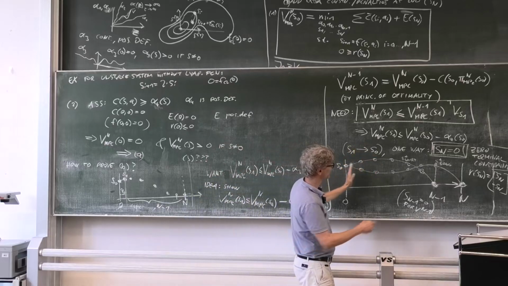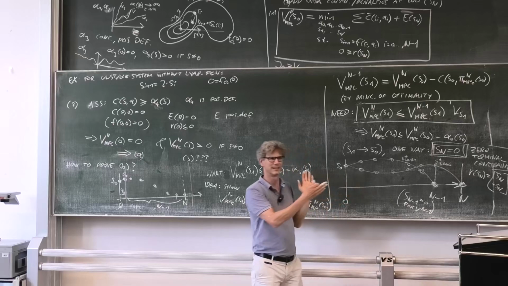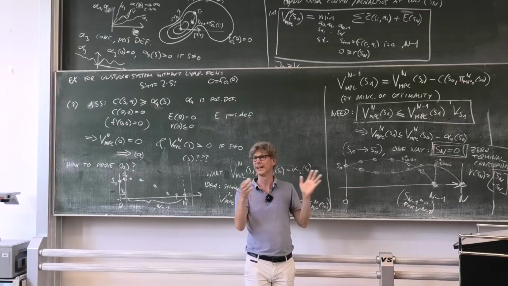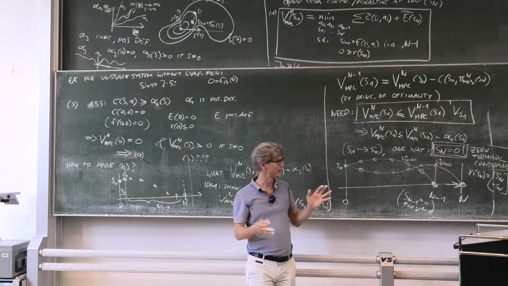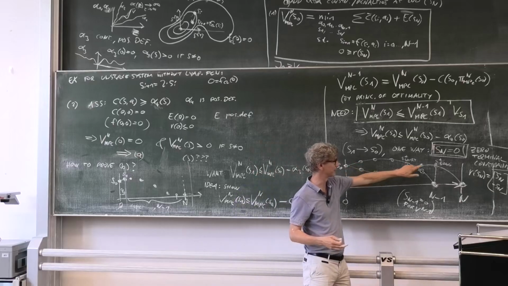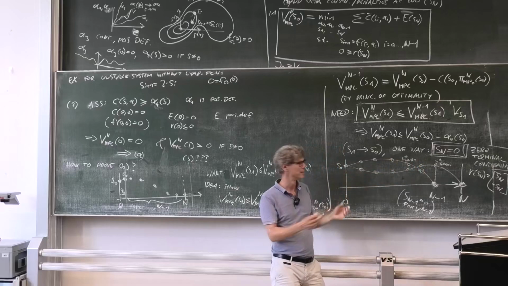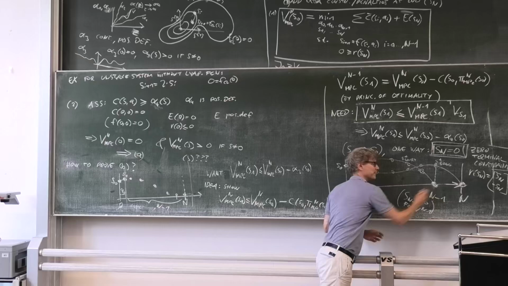But the optimal cost to go for the long horizon problem is the optimal cost to go. So it must be better than any other solution. This cost can only be lower than that cost, because it's optimal, because it's optimized. Because one feasible solution is this thing, right?